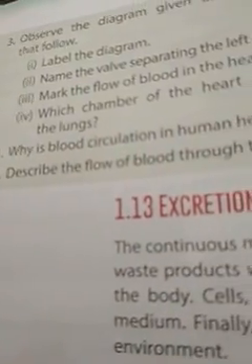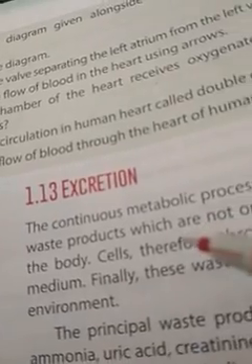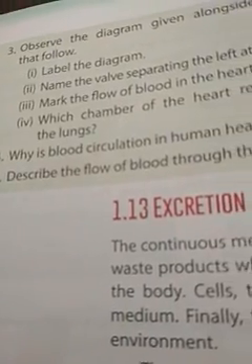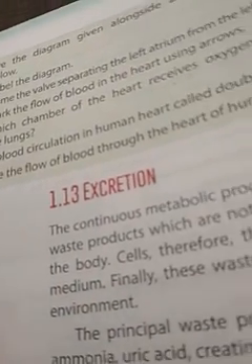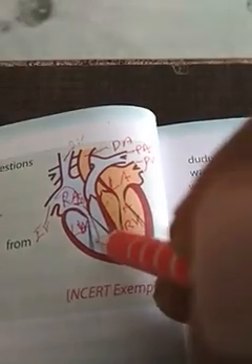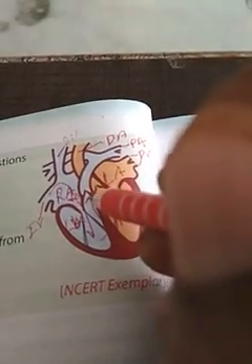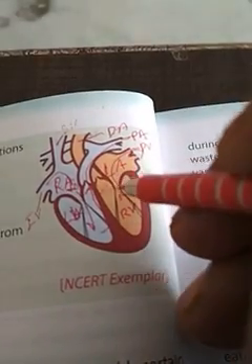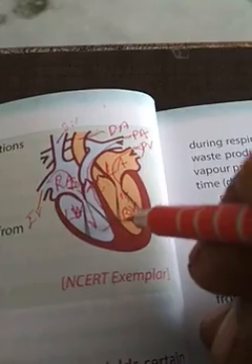Name the valve separating the left atrium from the left ventricle. It will be the tricuspid valve. Make the flow of the blood in the heart using the arrows. So blood will come here. From here it will go here, and this will flow into the lung. Then from the lung it is coming here. Then after that it is going to the aorta and different parts of the body.